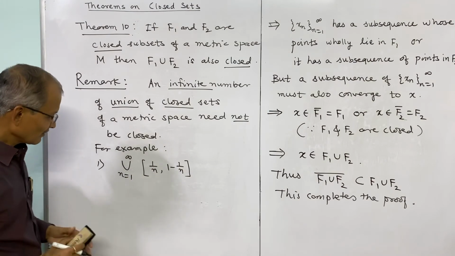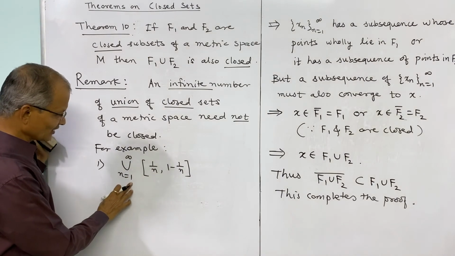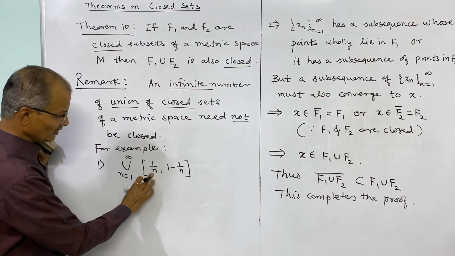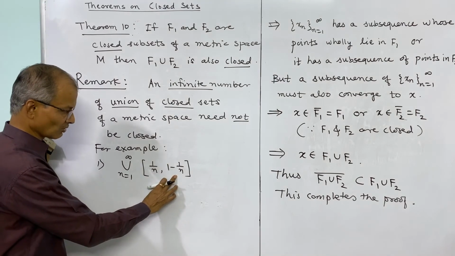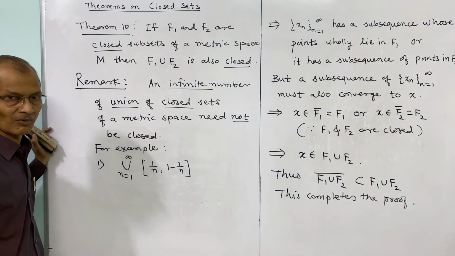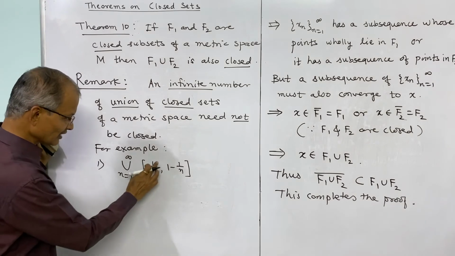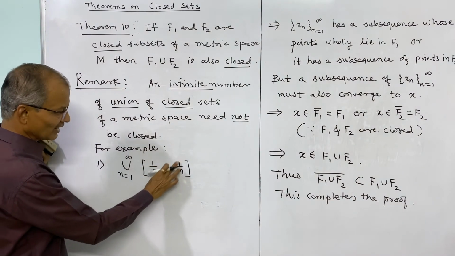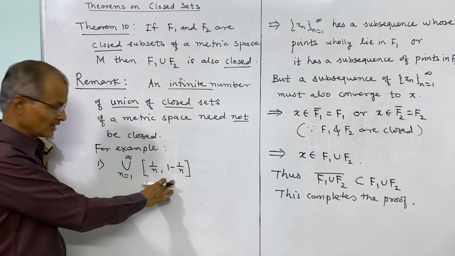But the first, if you take the value of n as 1, this will be 1, and this will be 0. So [1, 0] is not an interval form. And then the other intervals will be [1/2, 1 - 1/2], that is 1/2, a single point, and so on.